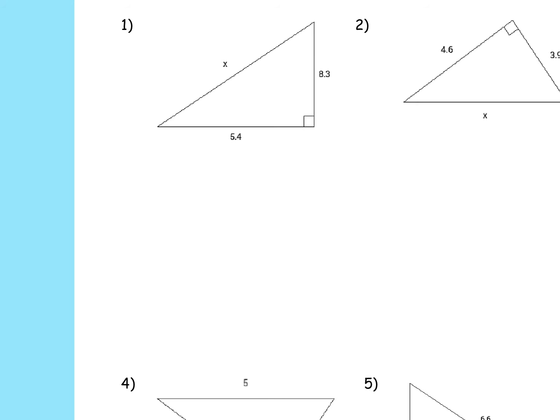All we're doing is Pythagorean theorem. So I've got x squared equals 5.4 squared plus 8.3 squared, square root. I just put it in my calculator just like that and got, what did I get? 9.90.